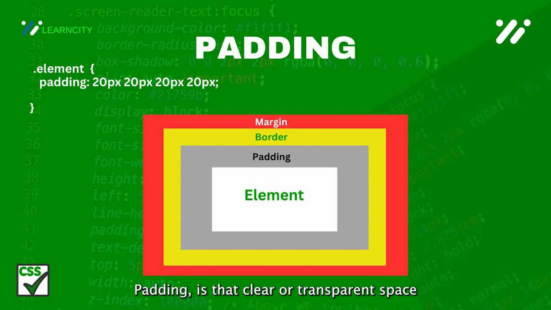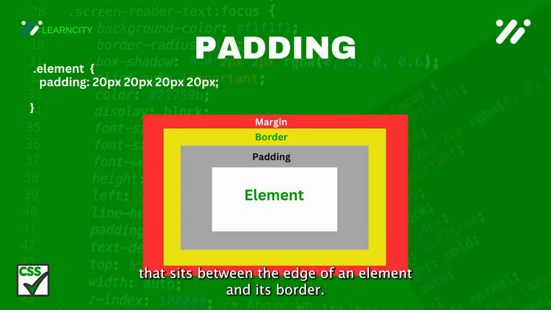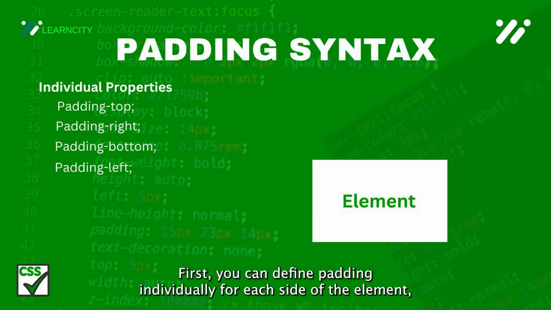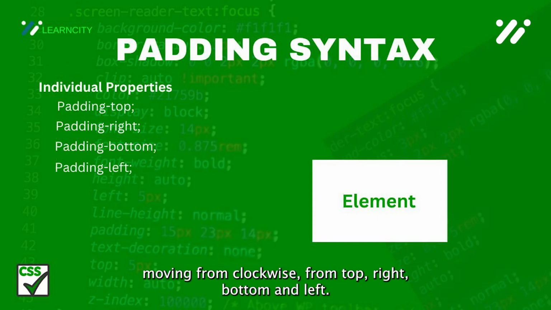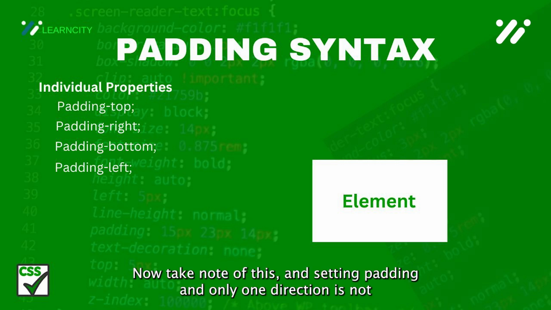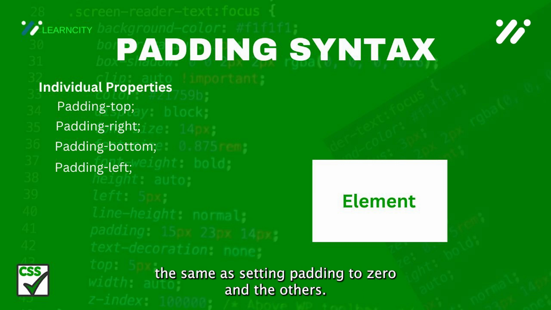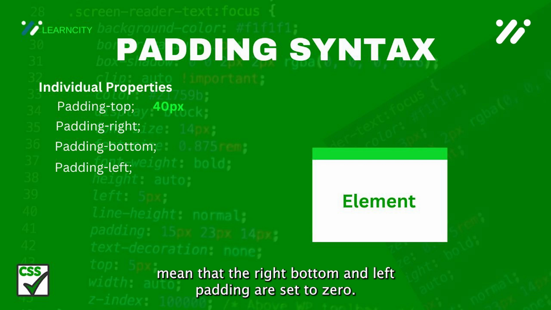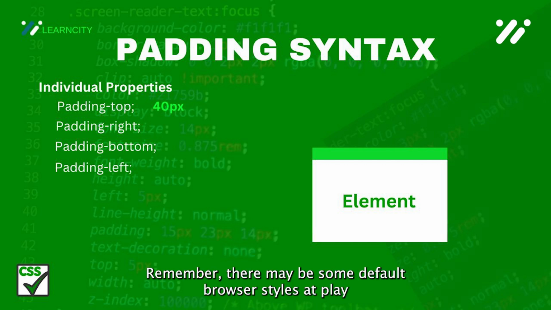Padding is that clear or transparent space that sits between the edge of an element and its border, and you can specify padding in several ways. First, you can define padding individually for each side of the element, moving clockwise from top, right, bottom, and left. Now, take note of this. Setting padding in only one direction is not the same as setting padding to 0 in the others. Let me give an instance. If I set the padding top to 40 pixels, that doesn't necessarily mean that the right, bottom, and left paddings are set to 0. Remember, there may be some default browser styles at play.